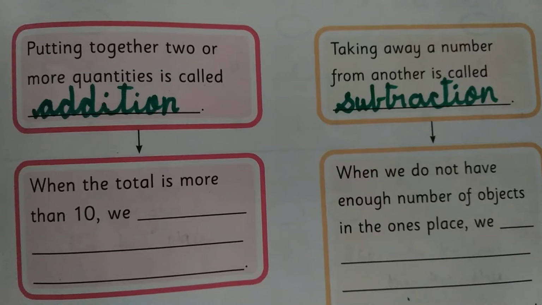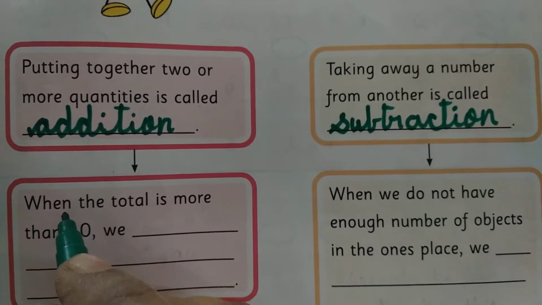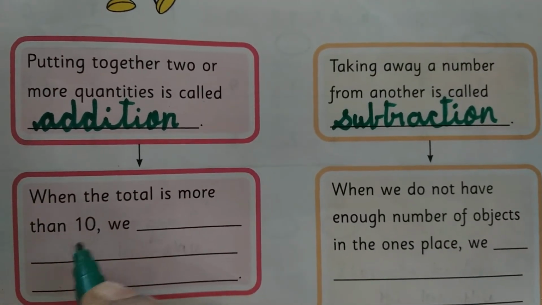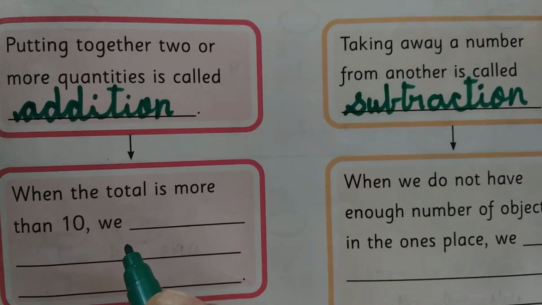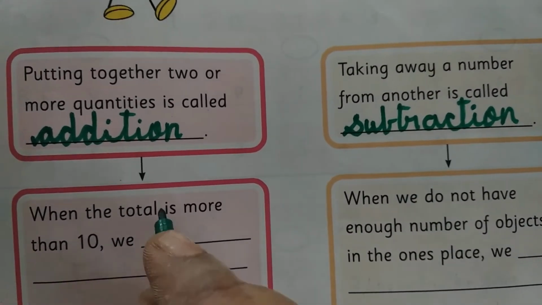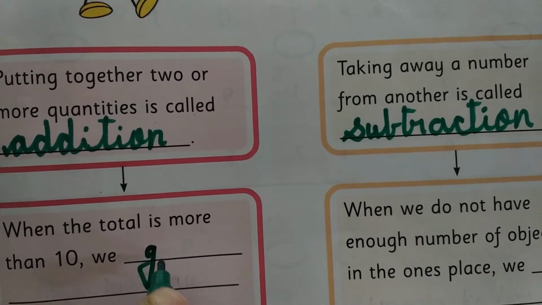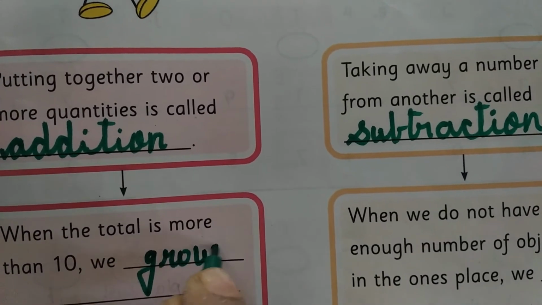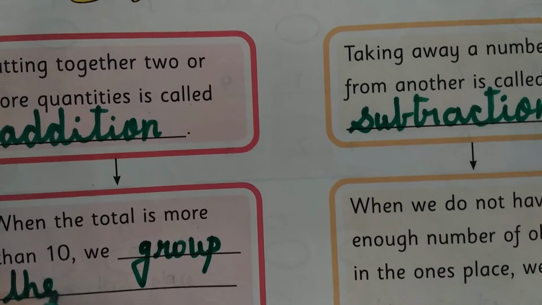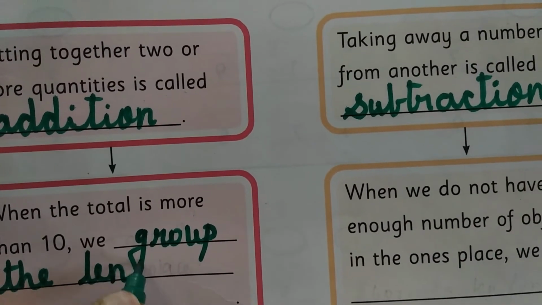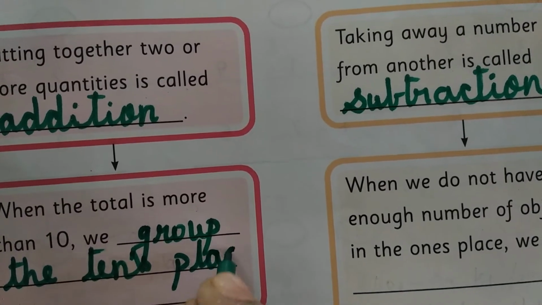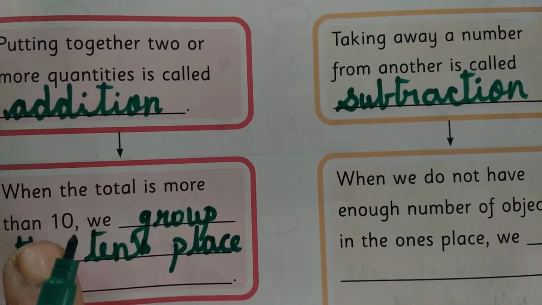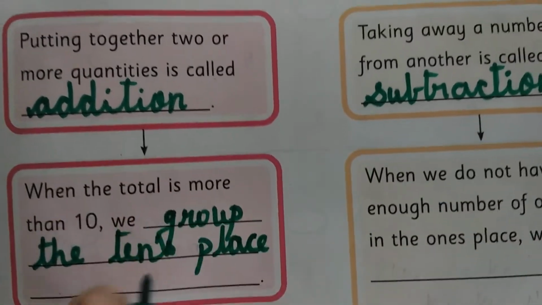Okay. Now see the second one. When the total is more than 10, what will we do? Yes, very good. We group the tens place. Okay, we group the tens place. That you want to write here. So more than 10 means we can group the tens place.